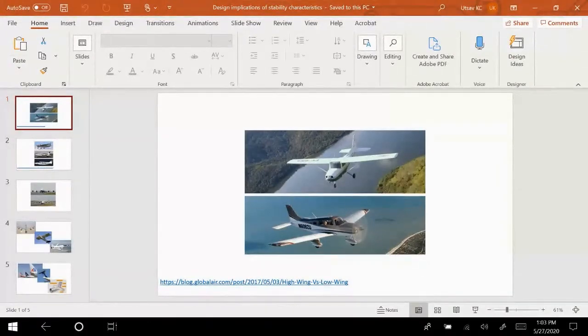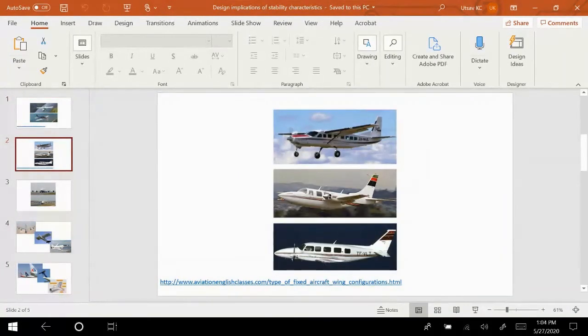In the second photograph, the wing is mounted at the bottom of the fuselage. This is called a low wing configuration. Similarly, in this next slide, you can see that the wing could also be mounted in the middle of the fuselage, somewhere between the top and the bottom, right?